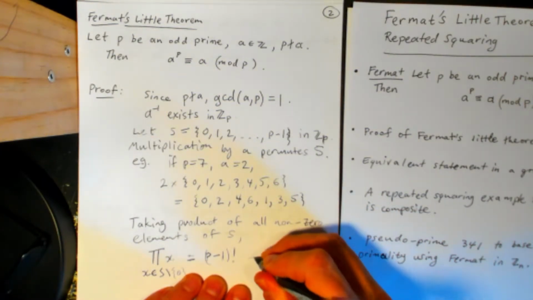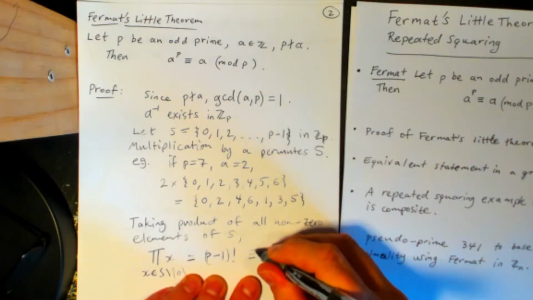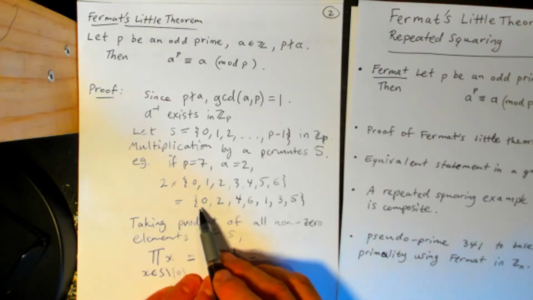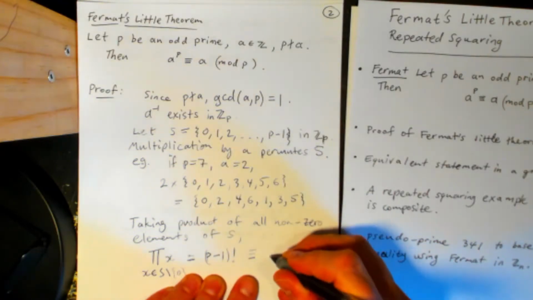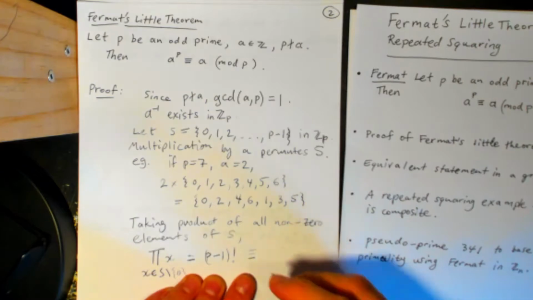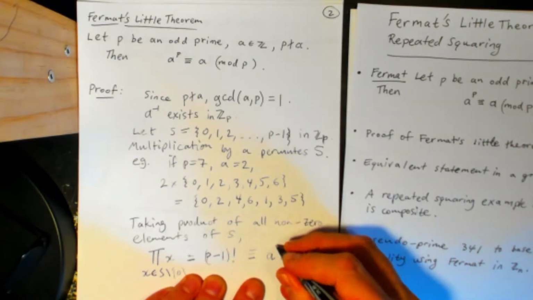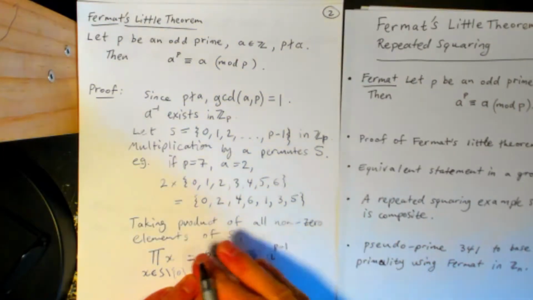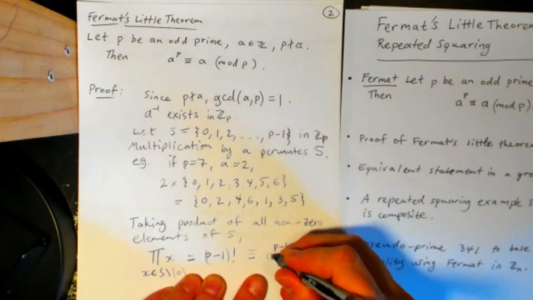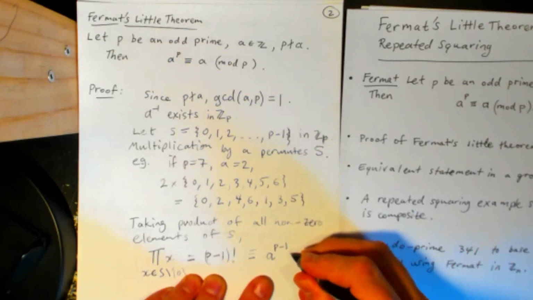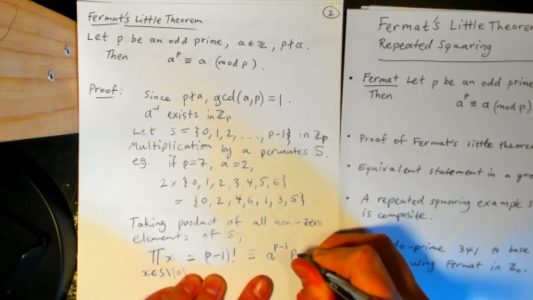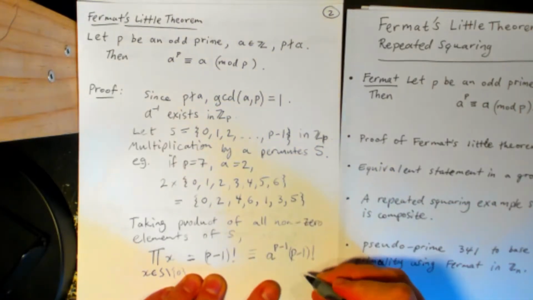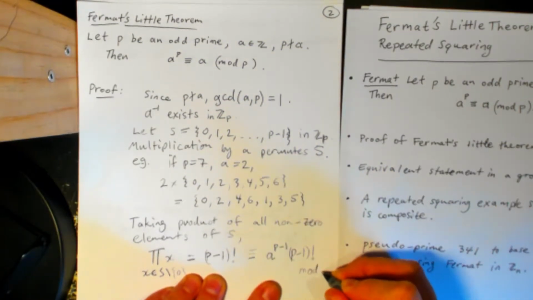Okay, and that's congruent to, looking at this from the other point of view, if we multiply a in, and we take the product, we also have a to the power of p minus 1, because there are p minus 1 of those a's once we've multiplied them in. And then that's times p minus 1 factorial, and so this is also modulo p.